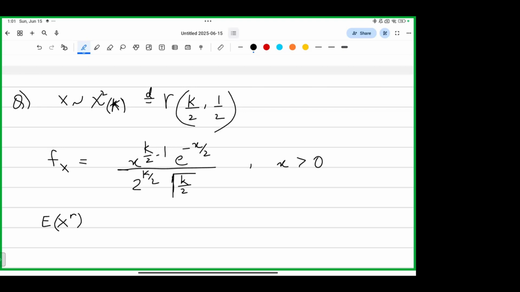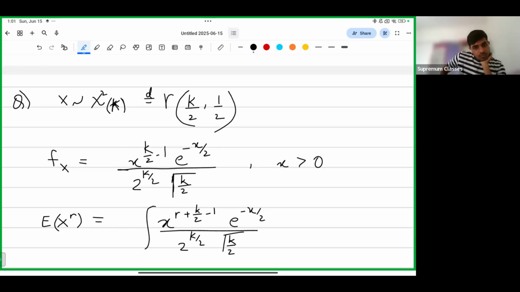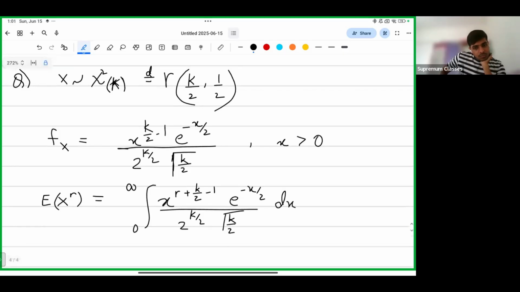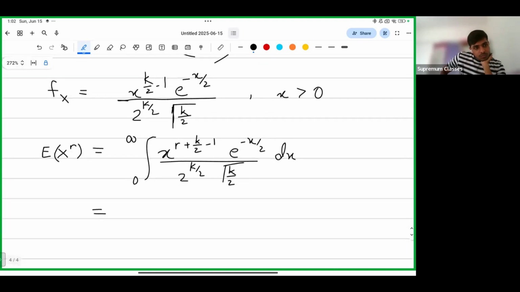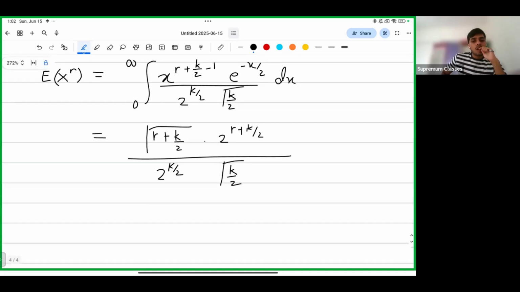Expectation of x to the r equals... So we'll use the gamma integral here. Yeah, correct. Fine, I'll give you another question.